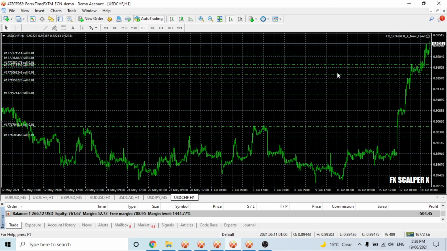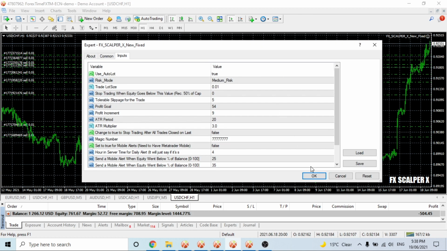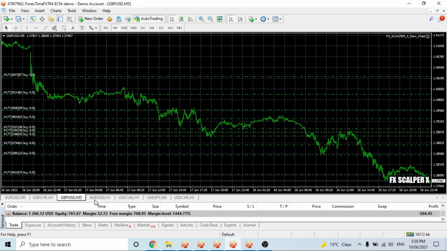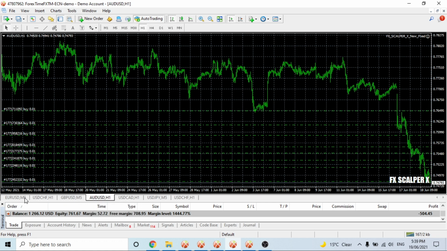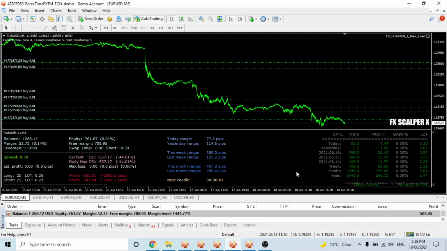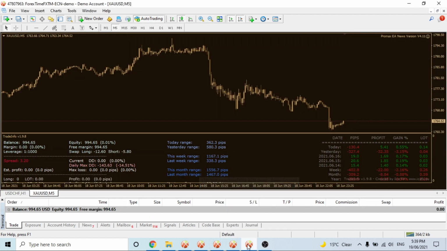Now, FX Scalper X is down 40%, trading all these pairs. It is on medium risk now, and this is where we're at. So for the week, it made $69, and for the month, $195. So it's still profitable, but I definitely wouldn't like to be down 40% right now. We'll see what happens next week.